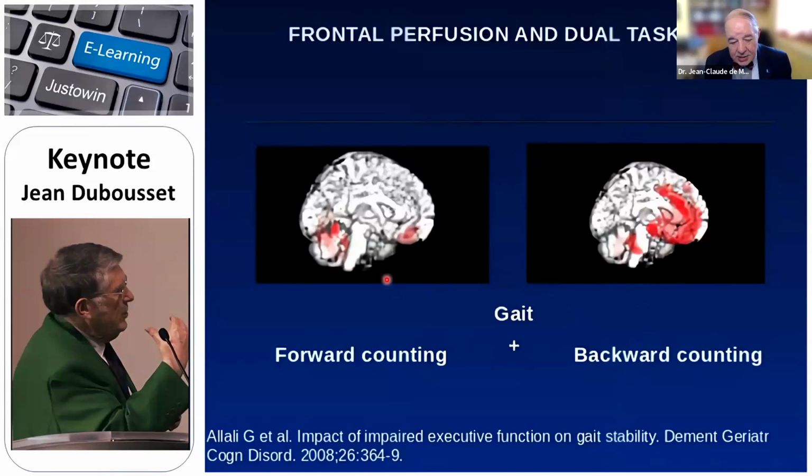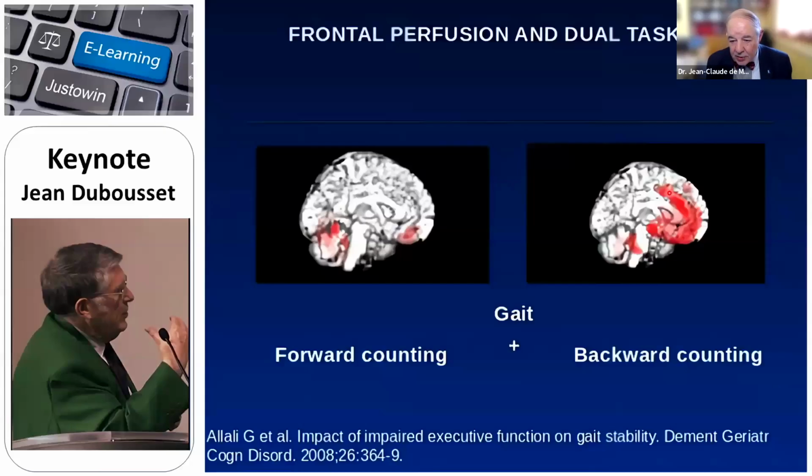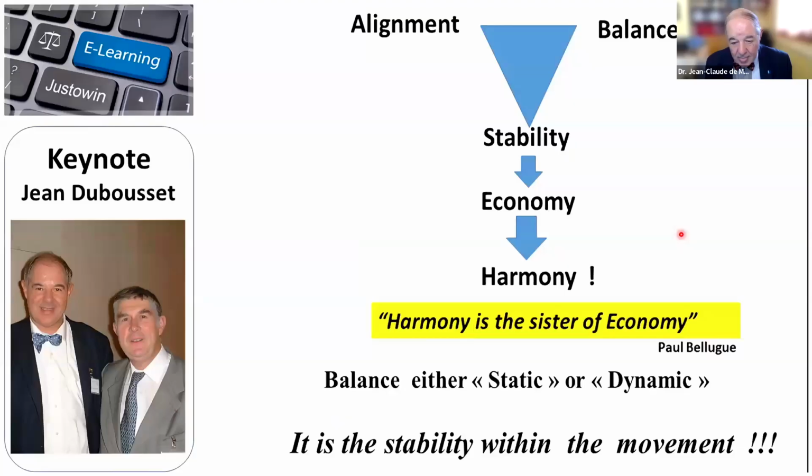So there is a difference in forward counting and backward counting. And this is important for the extrapyramidal system to have a good vascularization, both at the head, at the brain, but also for the type 1 muscle fibers. So this is important, this perfusion.